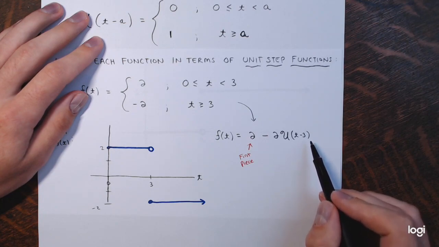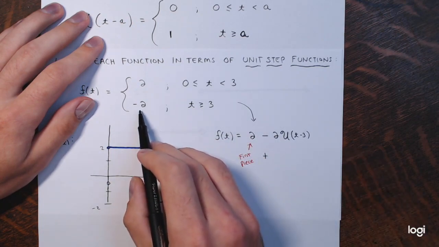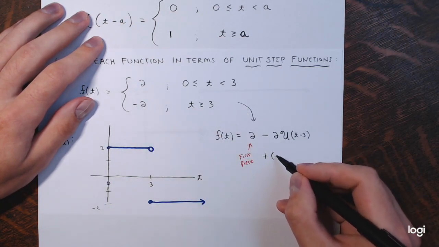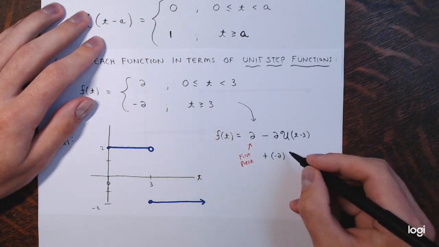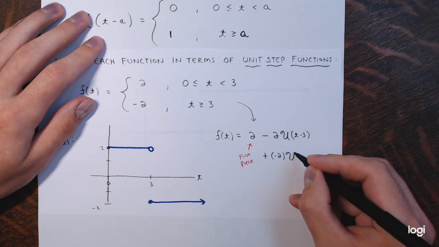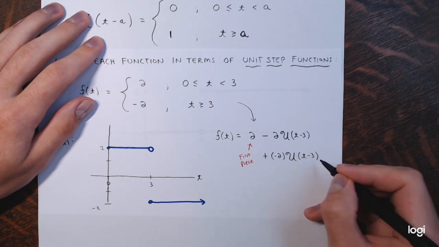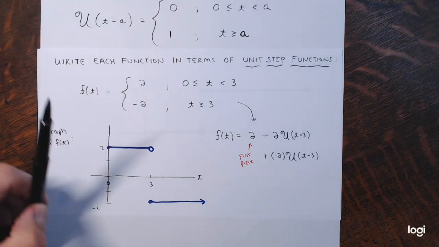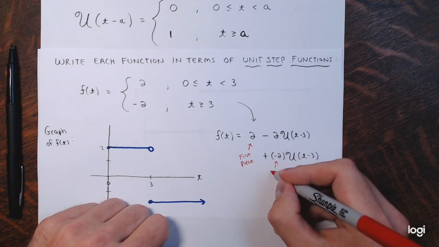And then I would like to add the next piece, but only beyond t equals 3. So again, this is going to be multiplied by the unit step function at t minus 3. And again, here's the second piece, negative 2.